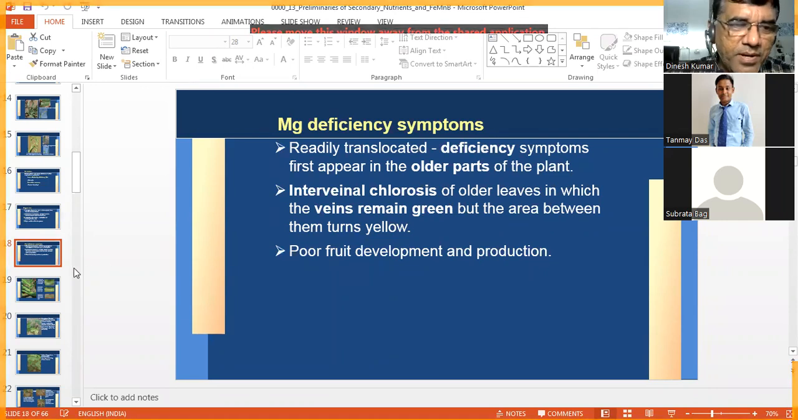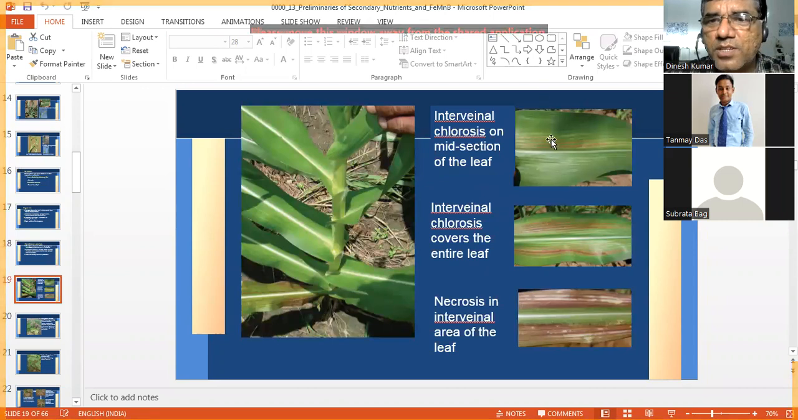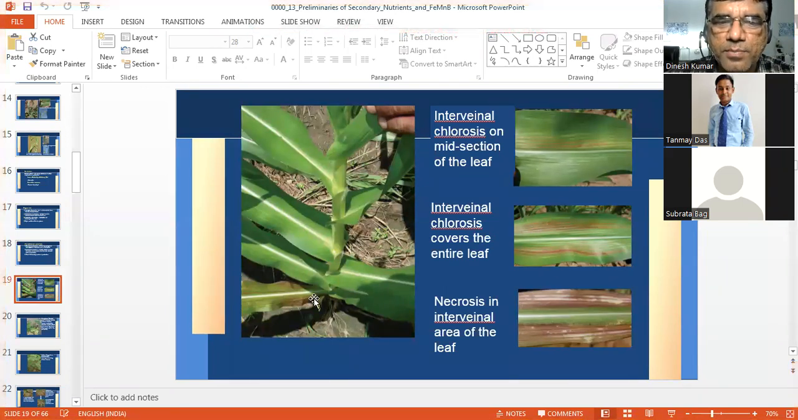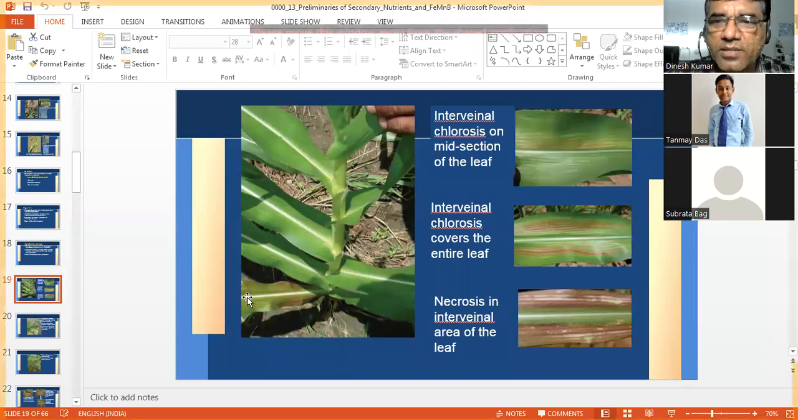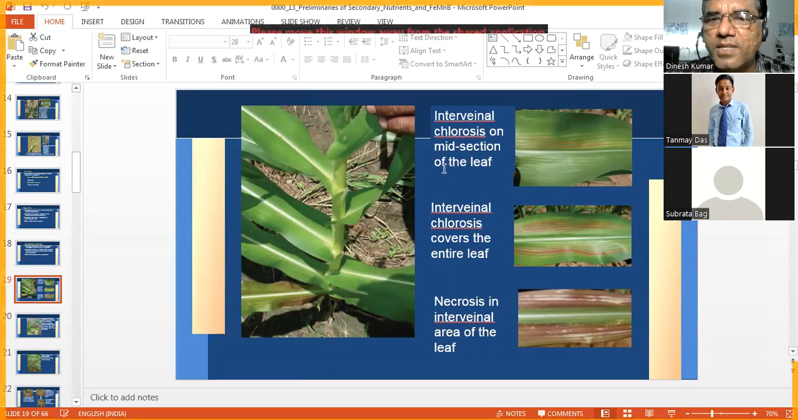Poor fruit development. On the left side you can see the symptoms start on the lower leaves, and if you enlarge these symptoms, they look like this. Interveinal chlorosis on the midsection of the leaf, then covering the entire leaf, then spreading to the other side towards the margin. And you can see in the end it is like this, necrosis in the interveinal areas of the leaf.